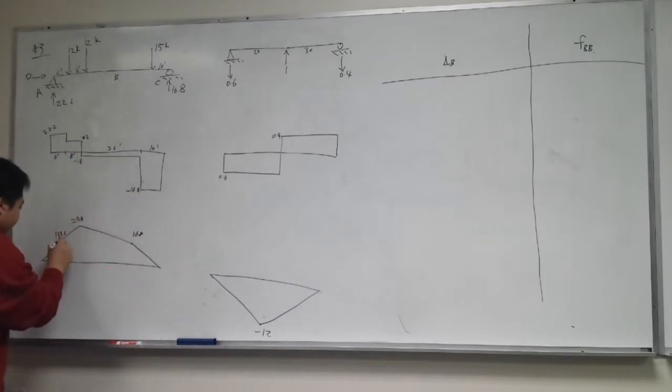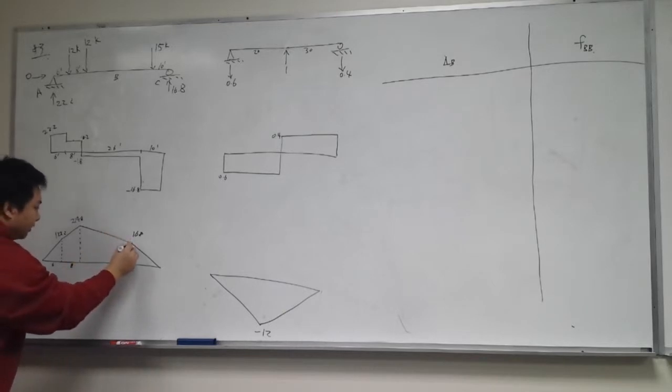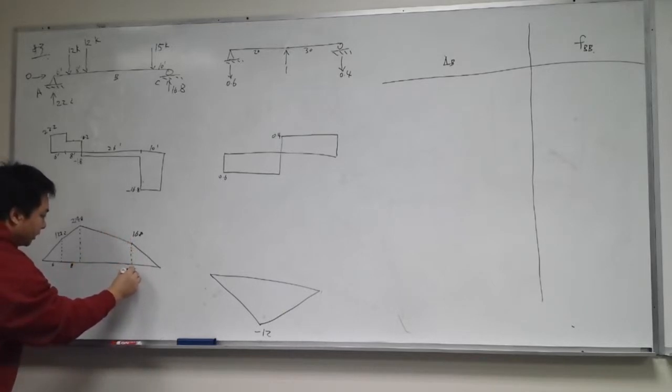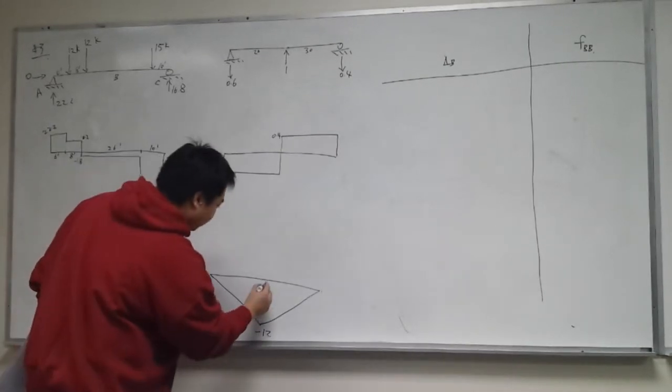So here to here, 6, here to here is 8, here to here, 26, and here to here.